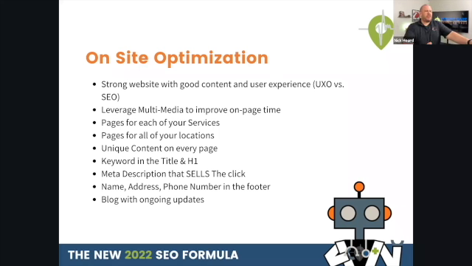All right, pages for each of your services, pages for all of your locations. We talked about that. Unique content on every page. I just talked about that. Keyword in the H1 title and H1 tag. Again, this is that PCR rapid test, Birmingham, Alabama, 750 words. Make sure that you have that H1 title tag on the back end of your website. It'll say H1 title tag. They don't really design it on WordPress or even Wix or any of these other builders. It tells you if it's an H1 tag or not.